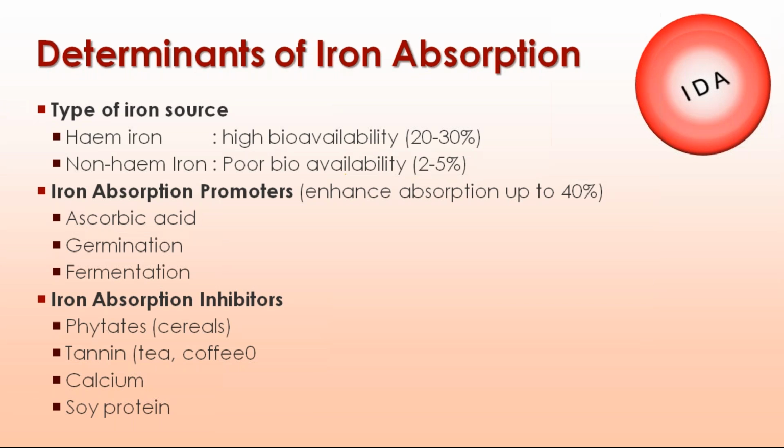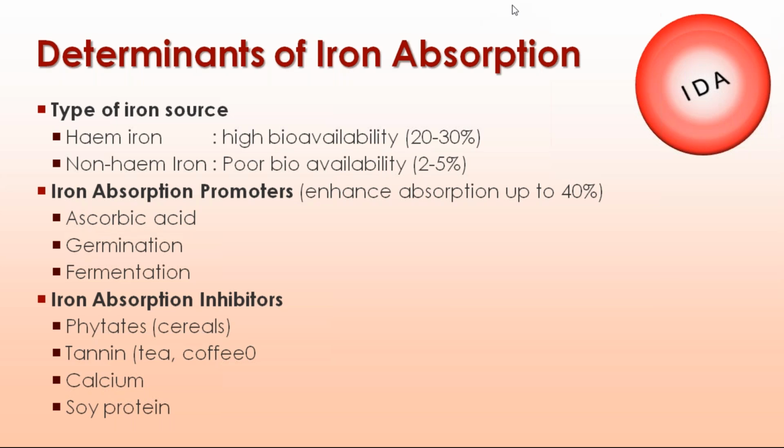There are certain promoters which increase the absorption, even up to 40% more than normal. For example, acidic medium, ascorbic acid, vitamin C. That's why I always advise taking iron with vitamin C when you are taking supplementation. Germination: the pulses, germinating pulses. That's why we ask you to take germinated pulses like sprouts. They increase the absorption capacity. And also fermented foods. The fermentation process also increases iron absorption from the foods.